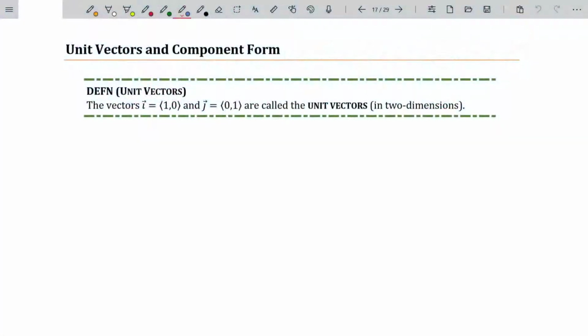Hello, my name is Roy Simpson, Professor of Mathematics at Cosumnes River College in Sacramento, California. This is yet another video in a series on vectors for trigonometry and pre-calculus. And if you're in, let's say, Calc 2, it's probably a good video to watch as well, or maybe Calc 3. In this video, we're going to talk about unit vectors and the component form of vectors.